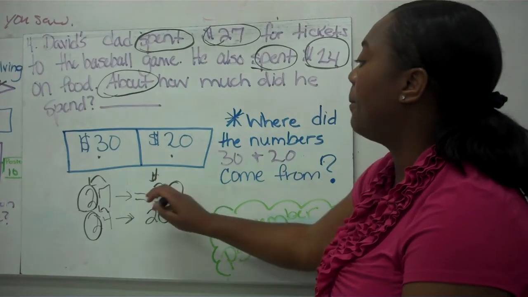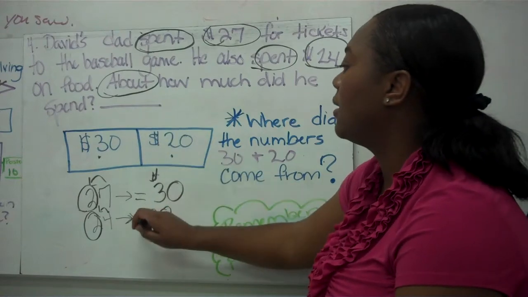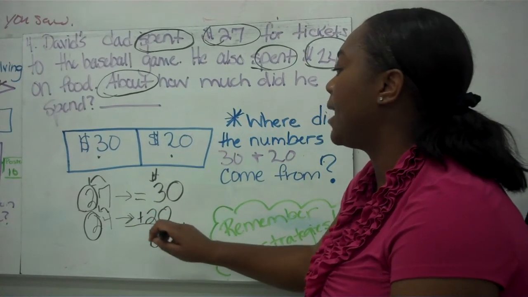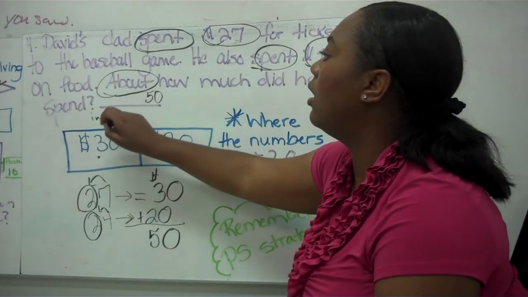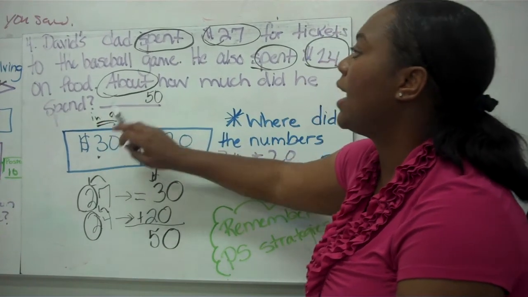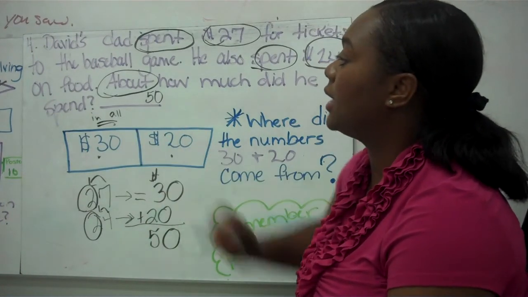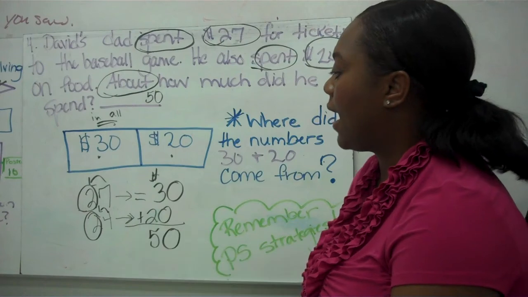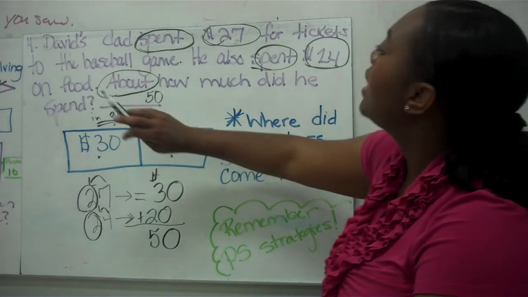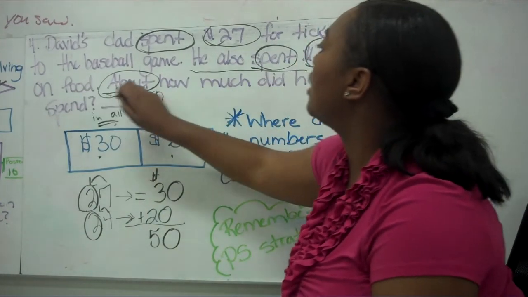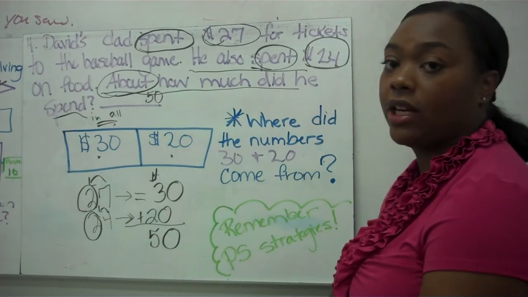So if he spent about $30 on tickets and $20 on food, and they want to know about how much he spent, it's about $50. Now, even though they didn't have the words in all, I want you to think in all in your head. About how much did he spend? They want you to know all together. And we know the words in all tell us to add. So that's why I added after I rounded. Remember to use your problem-solving strategy. Circle your keywords. I forgot to underline my question, about how much did he spend, and then show your work. This is the work, how I show how I got my answer.